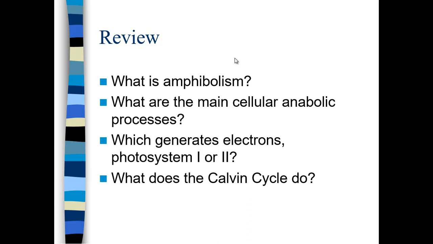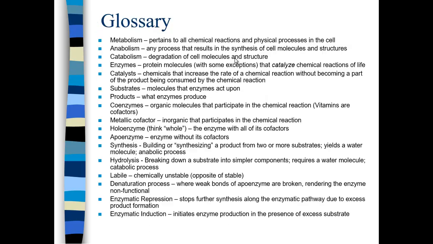What does the Calvin cycle do? The Calvin cycle fixes carbon dioxide in order to form glucose. It also uses ATP and NADPH. In the first step, carbon dioxide is fixed. In the second step, 3-phosphoglycerate is converted to glyceraldehyde 3-phosphate. And in the third step, glyceraldehyde 3-phosphate is regenerated into ribulose bisphosphate. Those are the 3 steps.